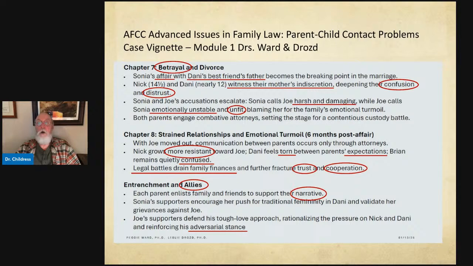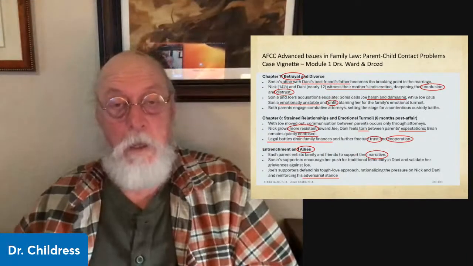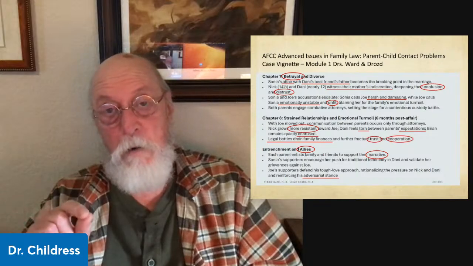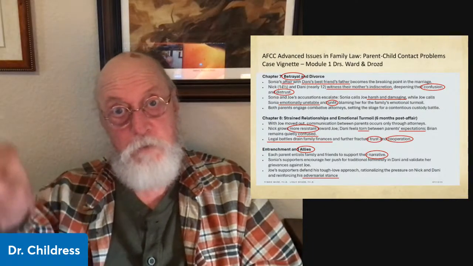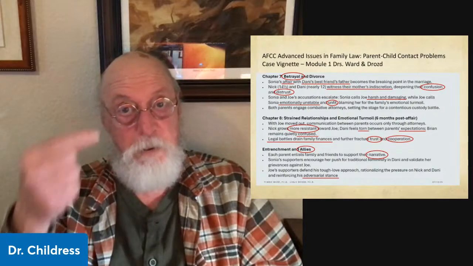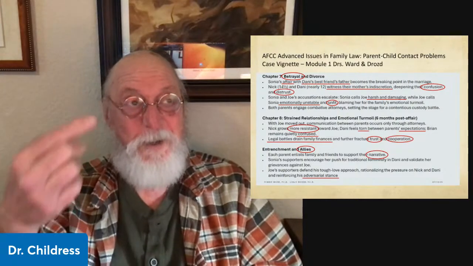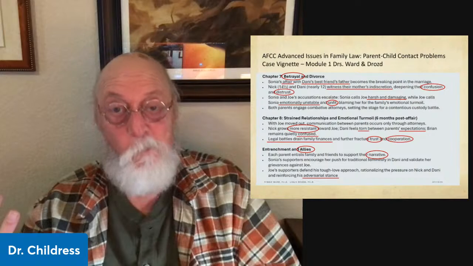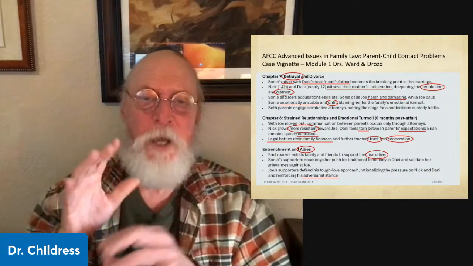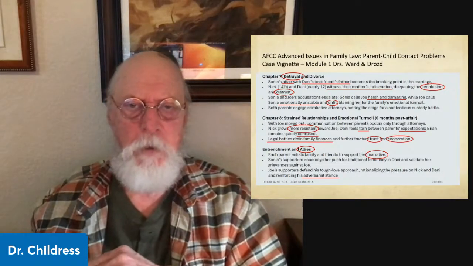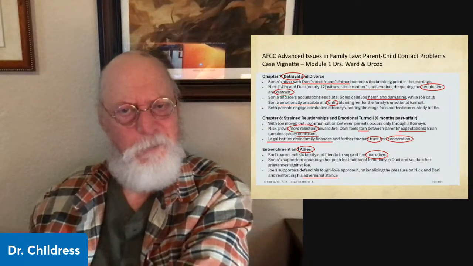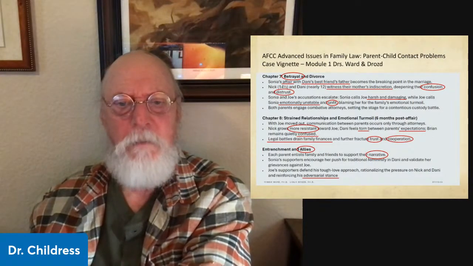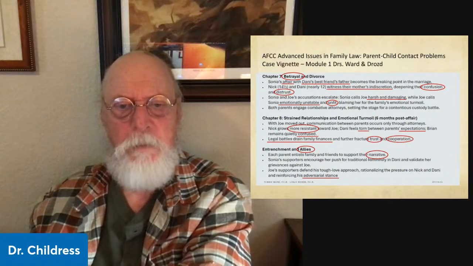Sonia calls Joe harsh and damaging. Wait a minute. The mother had an affair with the father of her daughter's best friend, and she's complaining about the father being upset about that, that he's harsh, and she's presenting as a virtuous victim. She's not a victim. She was the one who did that. And now the dad's angry about that, and that's completely understandable.